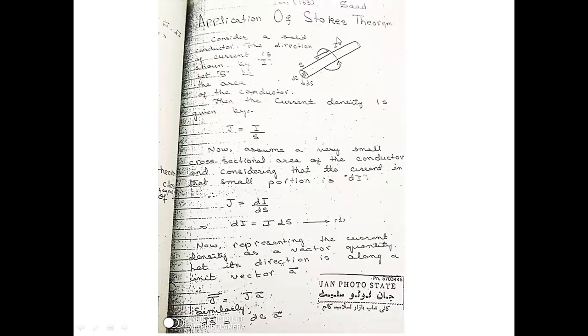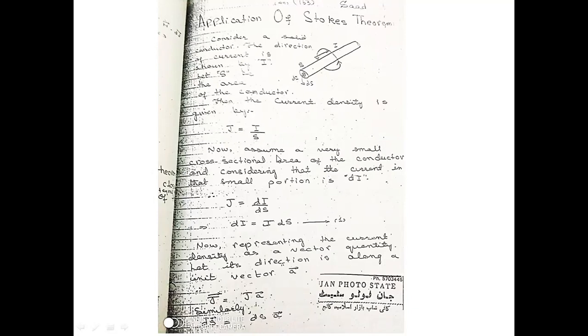Okay, so now the application of the Stokes theorem. Let's consider a current carrying conductor. Consider a solid conductor. The direction of the current is shown in the figure, and the value is I. Let S be the cross-sectional area of the conductor. Then the current density is given by J is equal to I over S, according to the definition, the current flowing through the surface.